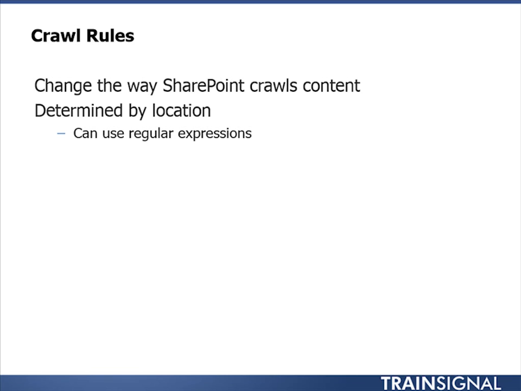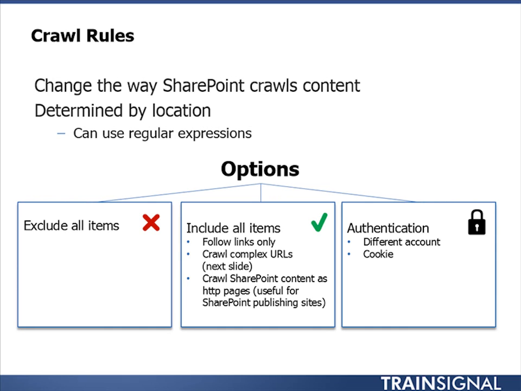Now, one of the other very big things, and it's quite powerful, is the ability to use regular expressions as well. On our crawl rules, we've got a couple of different options here. We first of all have the ability just to exclude items. That way, if there's something that we don't want crawled, maybe a site collection, like for R&D or human resources, where we don't want that information to ever be searched.